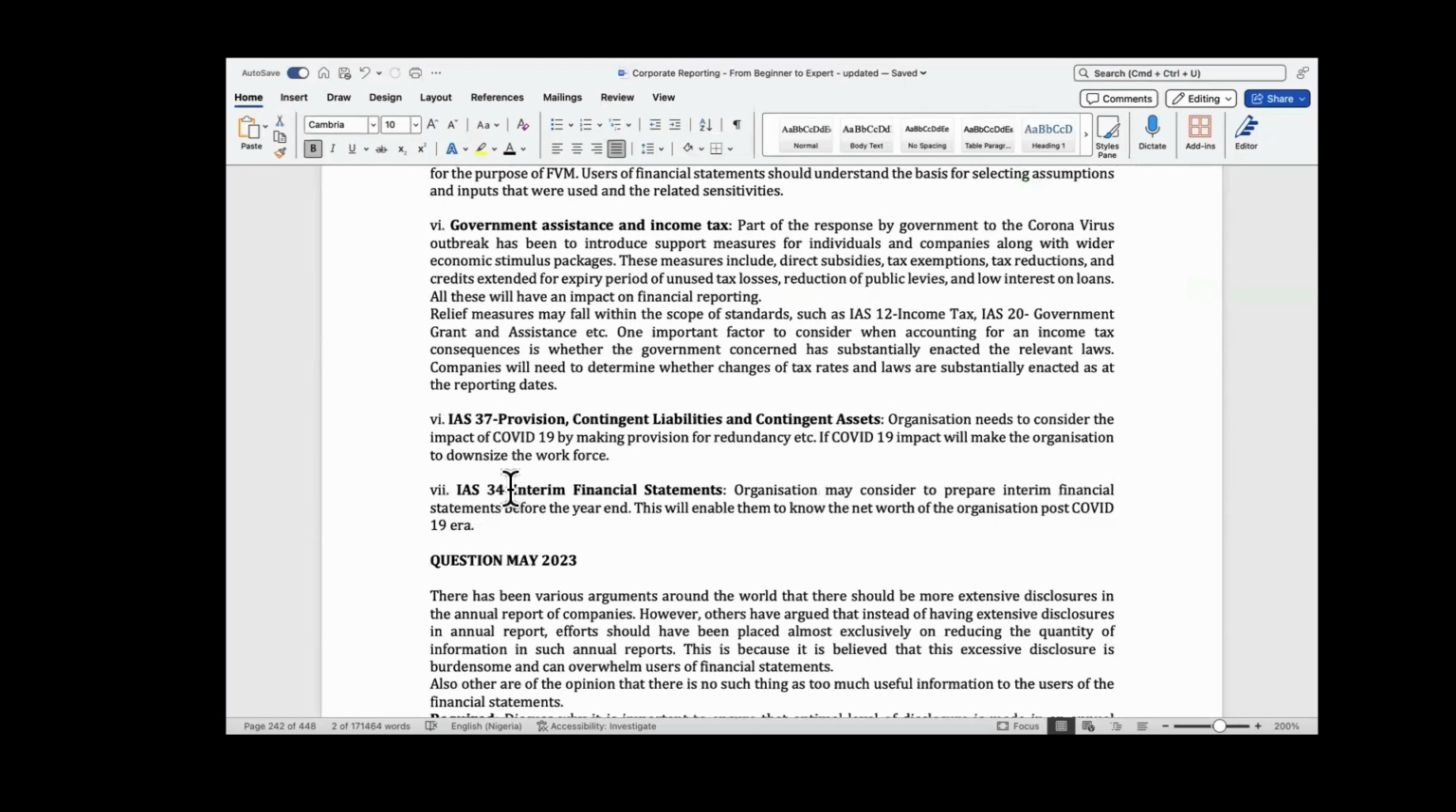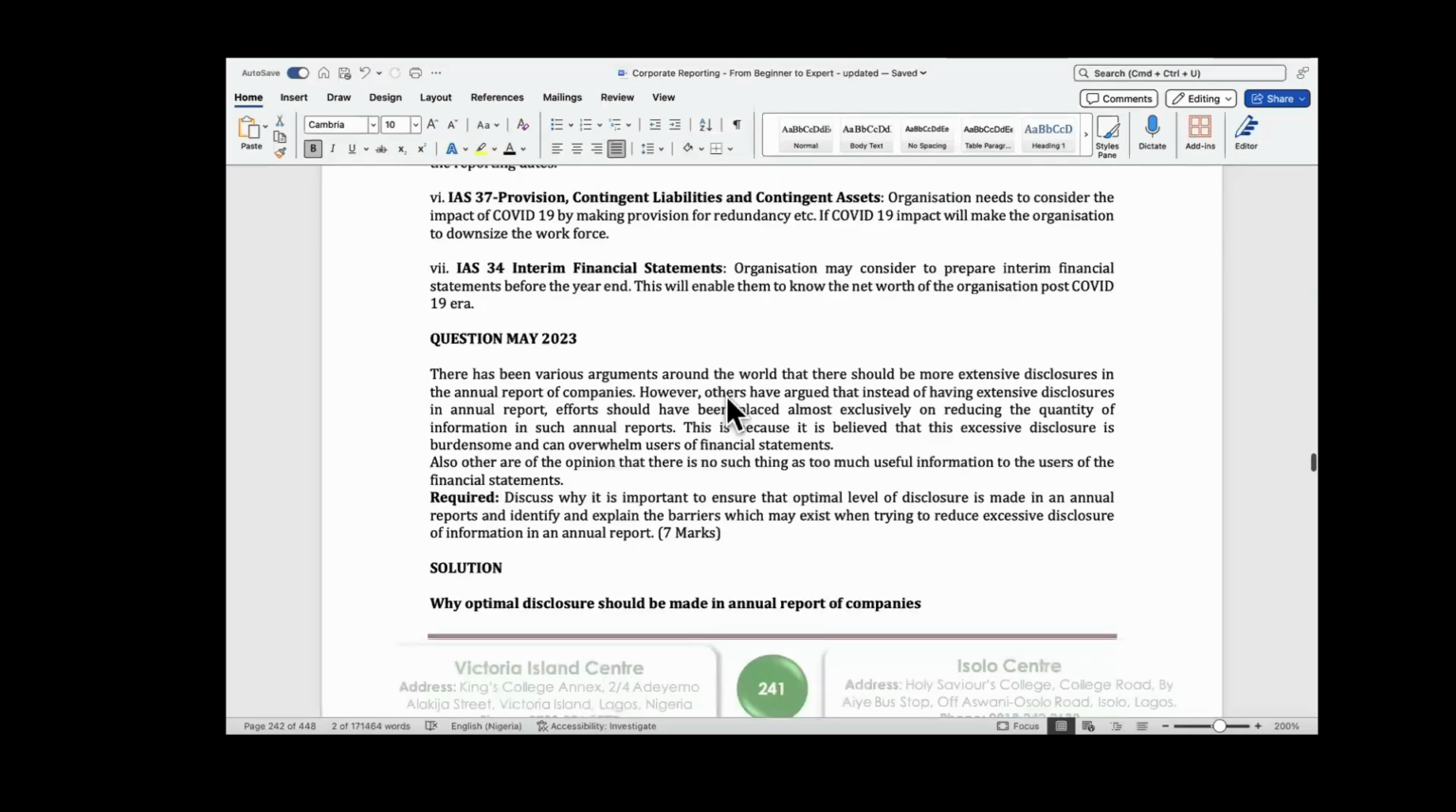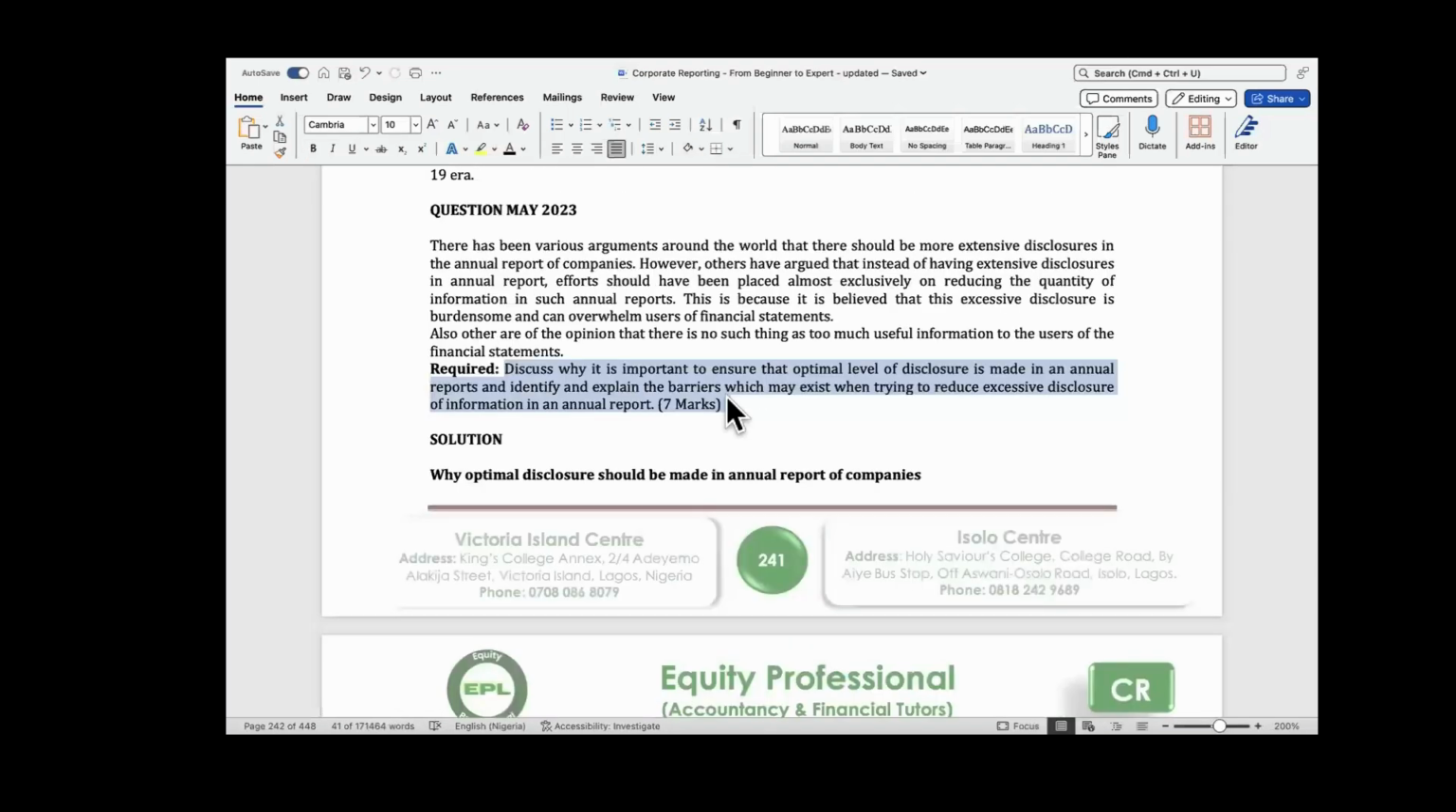Also in May, they can ask you this again, so you might want to give attention to this. They say you should discuss why it is important to ensure that an optimal level of disclosure is made in an annual report, and identify and explain the barriers which may exist when trying to reduce excessive disclosure.